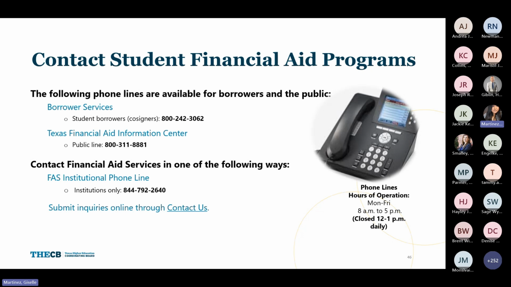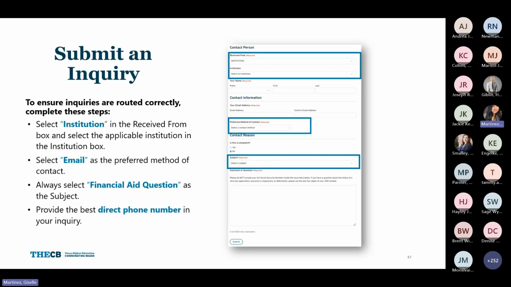And of course, we have our online contact us inquiry form, which we will review together. To ensure inquiries are routed correctly, complete the following steps. Select institution in the received from box and select the applicable institution in the institution box. Select email as a preferred method of contact. Always select financial aid question as the subject. And we always recommend that you provide your direct phone number in your inquiry. And always include a detailed comment or question so we can understand how to further assist you.